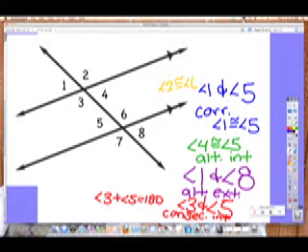And then same with consecutive interior. What's the other pair of consecutive interior? 4 and 6. But those ones aren't equal, they're supplementary. Add them together, they'll equal 180 every time, as long as the lines are parallel. So another thing we can sum up from this: for corresponding angles, there are 4 different pairs. Everything else, there are only 2 different examples. Okay, do you have any questions on this?